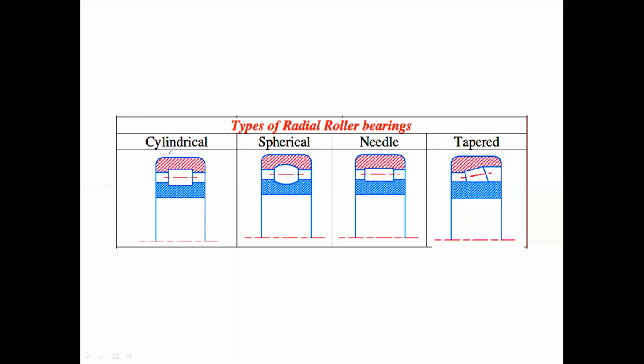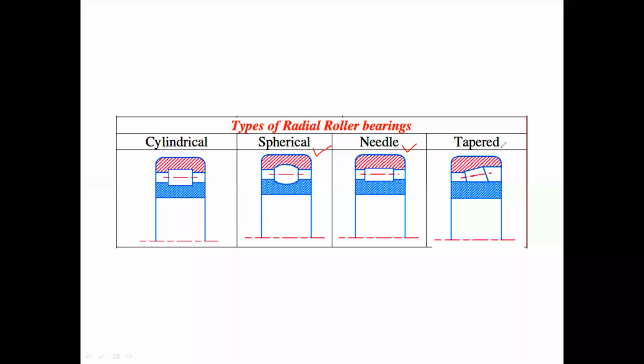Roller bearing having very simple cylindrical type of roller bearing. In the cylindrical type of roller bearing, the load direction is fixed. If the load is somewhat fluctuating, we must use spherical type of bearing. If there is a limitation in the space, then we must use needle bearing.